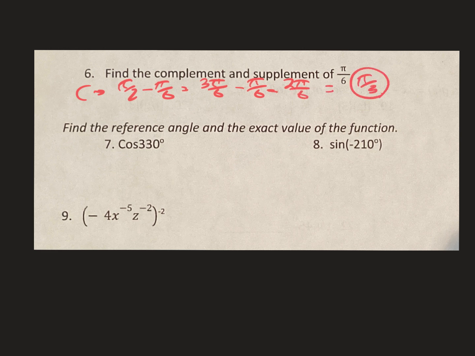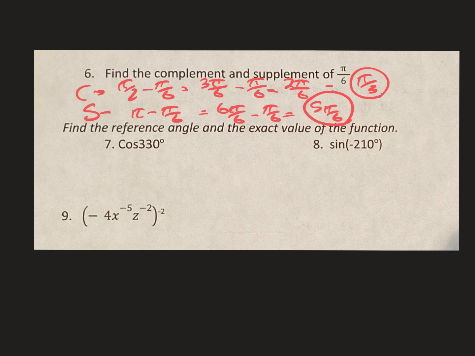That's the complement. Supplement, normally I do 180 minus the angle, but 180 in radians is pi. So I'm doing pi minus pi over 6. 1 is really 6 over 6 minus 1 pi over 6. That's going to give me 5 pi over 6. There's the supplement.